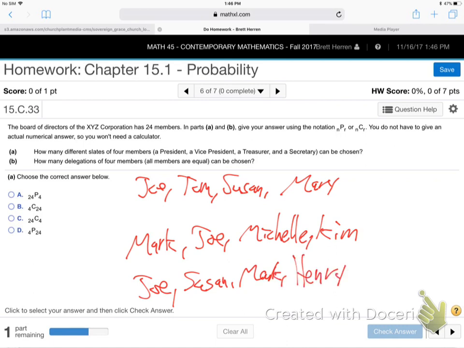And on you go. You get the idea. There's a bunch of different groups of 4 people I could pick out of 30 or 24, whatever they're saying. There's different selections of 4 people. These 4 people, those 4 people, these 4 people, those 4 people. How many different groups of 4 people are there? That's the question.